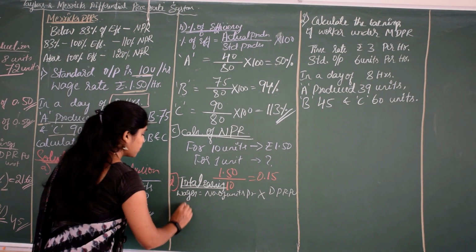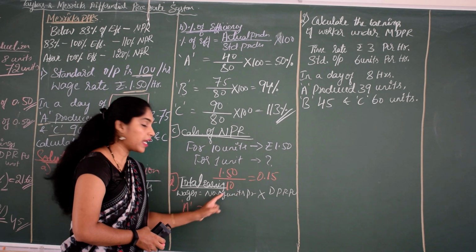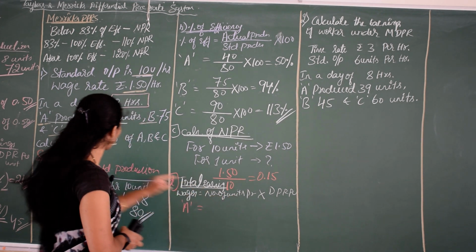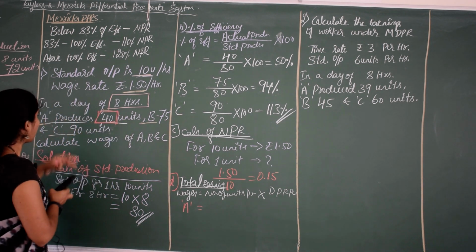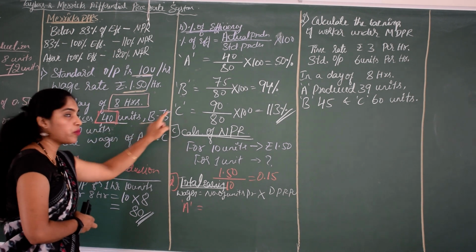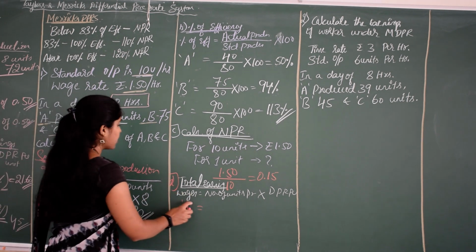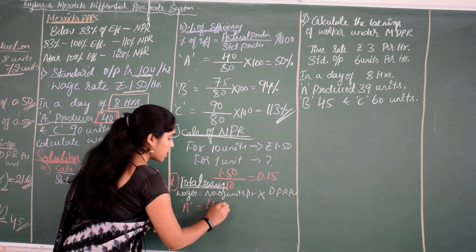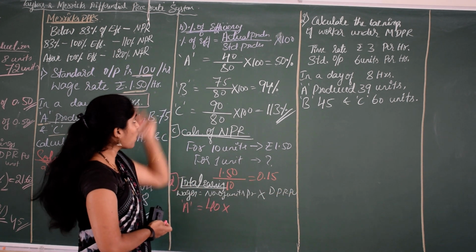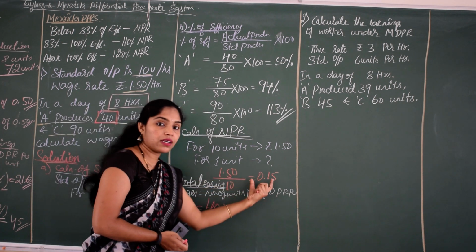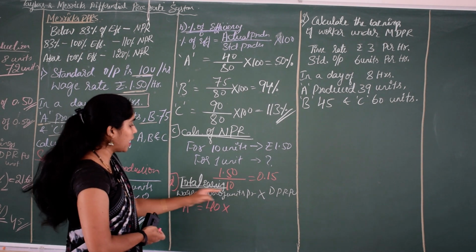Okay. First we have Mr. A. Now, Mr. A is going to produce, how much is he going to produce? He is going to produce 40 units. See, it is given clearly: A produces 40 units, B produces 75 units, C produces 90 units. So, take for A. A produces 40 units, and 40 units into differential piece rate per unit. So, here you have to see whether to take the normal piece rate or the differential piece rate system. For A we can take the normal piece rate only.